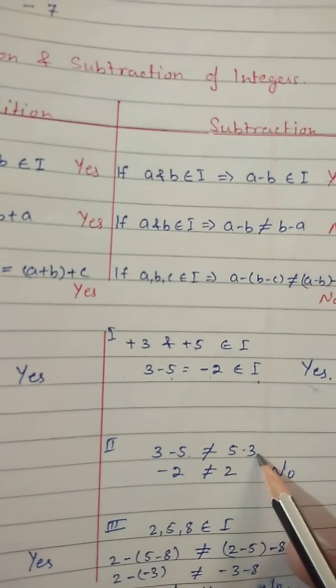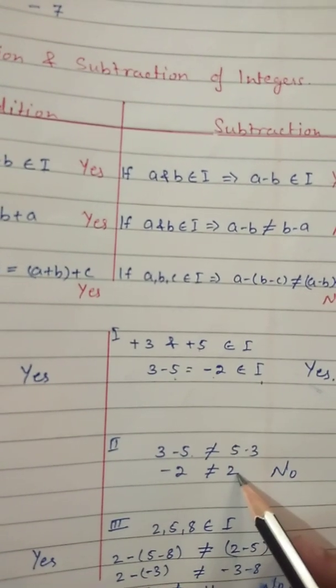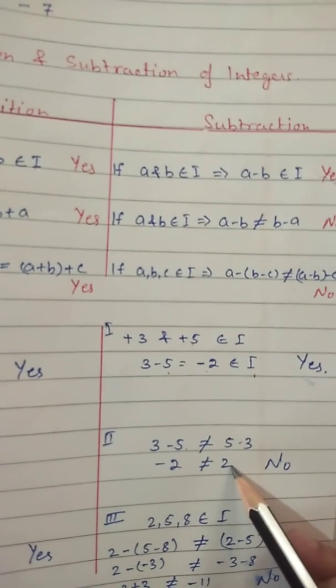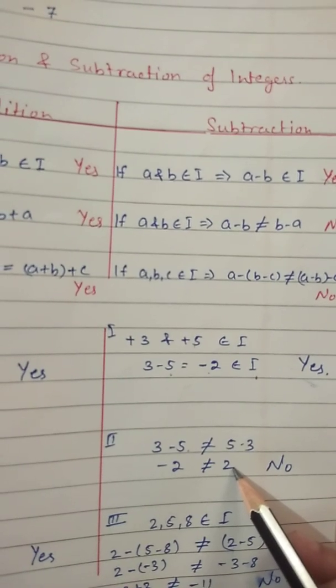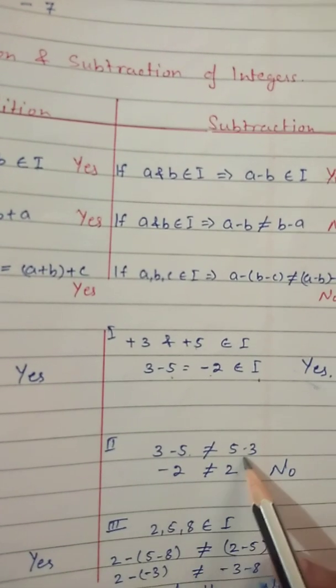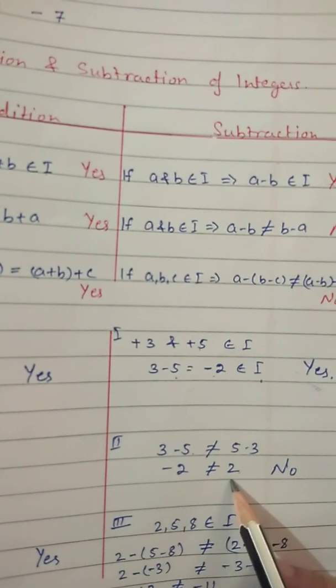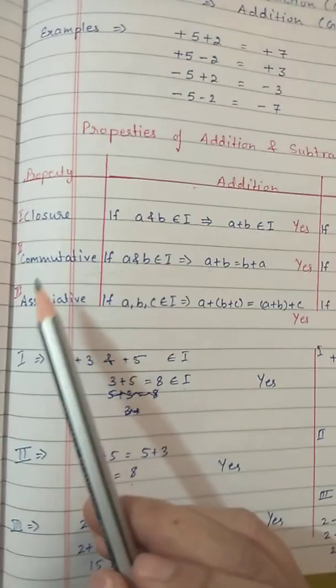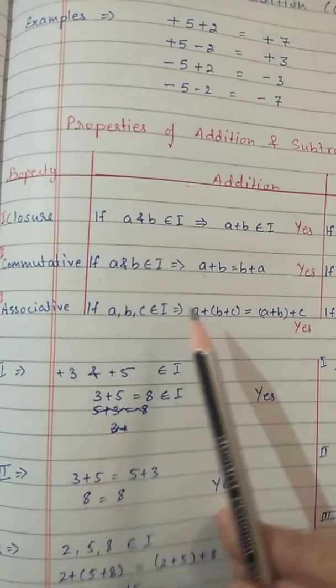But if we do 5 minus 3, in that case the answer will come 2. It means the commutative property is not applicable for subtraction. If we change the order, the answer will change. The third property is the associative property.